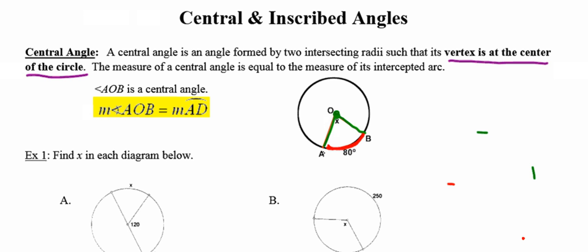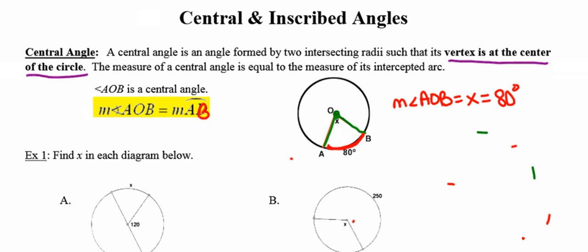So the measure of our angle AOB is going to be equal to the arc that it intercepts. So this should say measure of arc AB. That's a typo in the notes. So in other words, the value of x, or the measure of angle AOB, is going to be equal to the arc that it intercepts, which is 80 degrees.